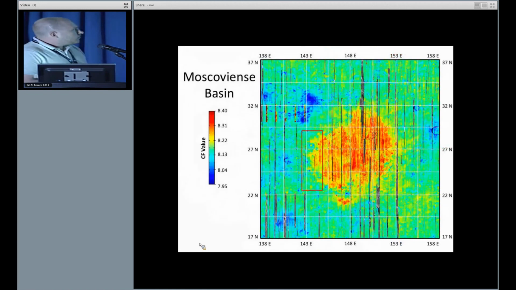Zooming out just a little bit, we see that there's actually several more of these olivine regions on the northwestern part of the basin, and this is something certainly we need to look into more.